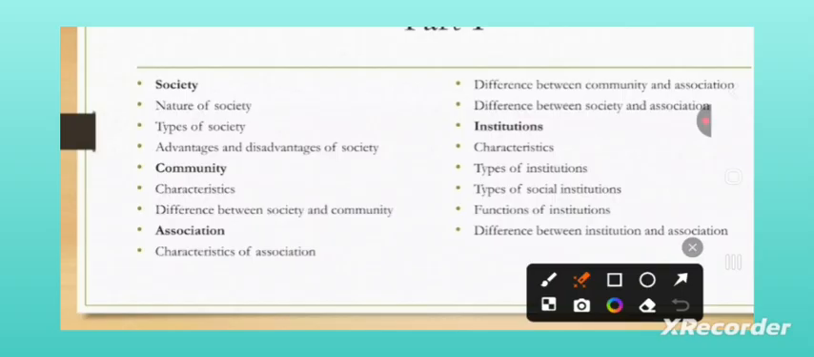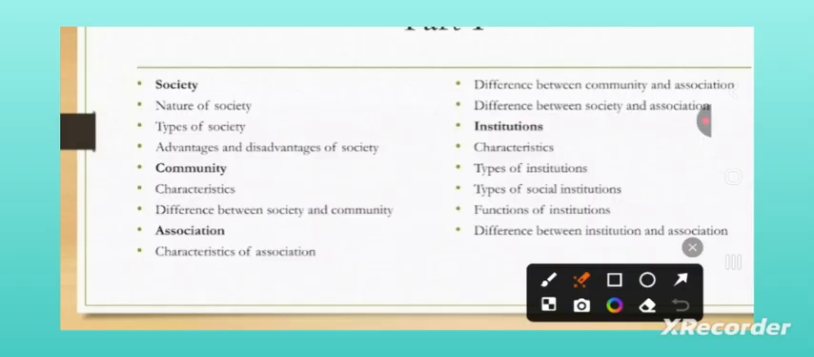Association is equal to a group of people. Example, the students, teachers, and administration of a university. Institution, a system of rules or procedures. Example, a system of education, the way knowledge is transmitted, degrees are awarded.